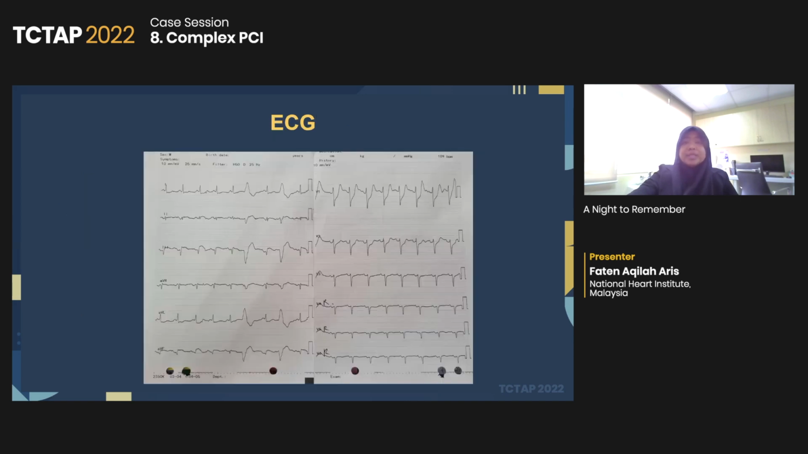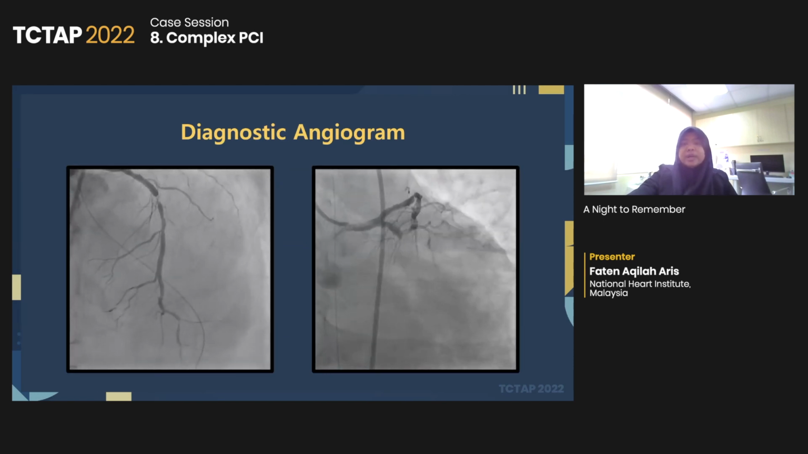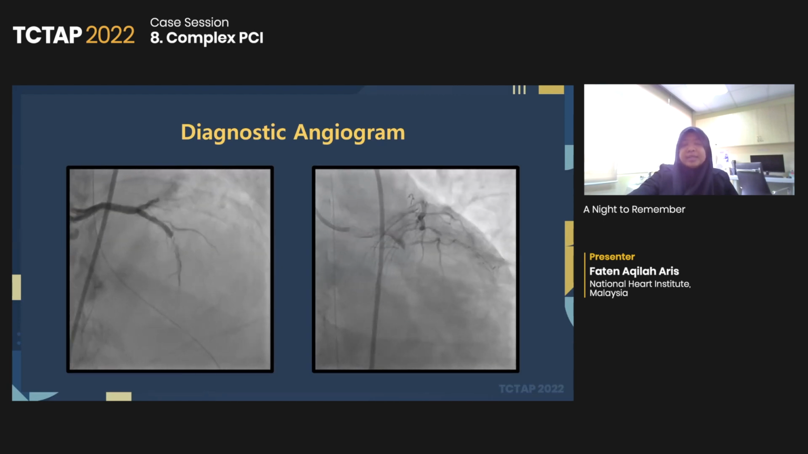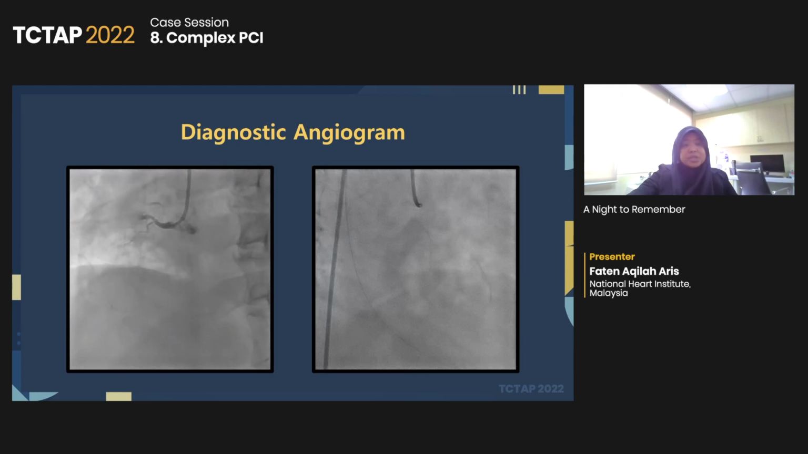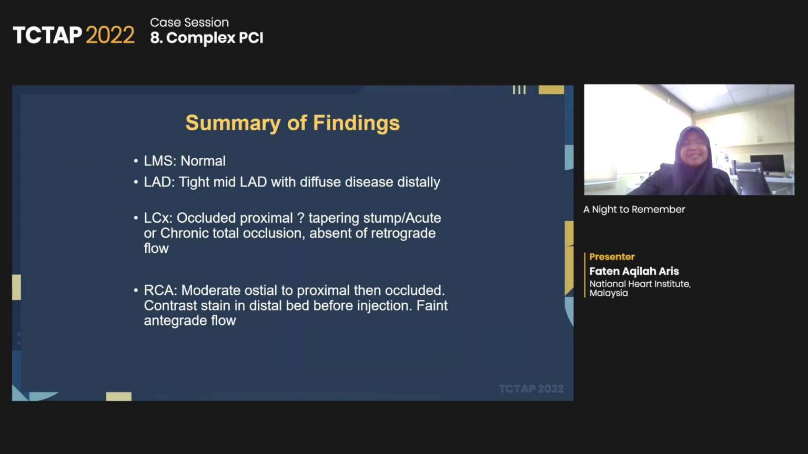So this is just a glance of the ECG. This is the diagnostic angiogram showing a very tight stenosis over the mid-LAD, left anterior descending artery. There is no flow from the proximal left circumflex artery, and this is the right-sided shot. There is a total occlusion of the proximal RCA. So my patient presented with acute inferior MI in cardiogenic shock and also APO.